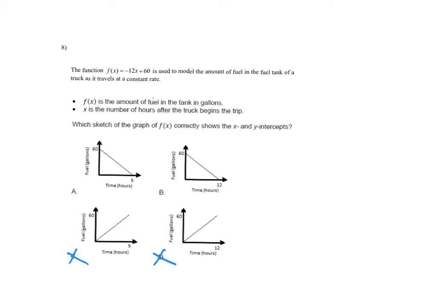We're talking about the positive slope, and here we have negative slope. So negative 12 is less than 0. So we're going to choose either A or B. Now, both of them have the y-intercept 60, which is right here. That's going to be 60, okay?